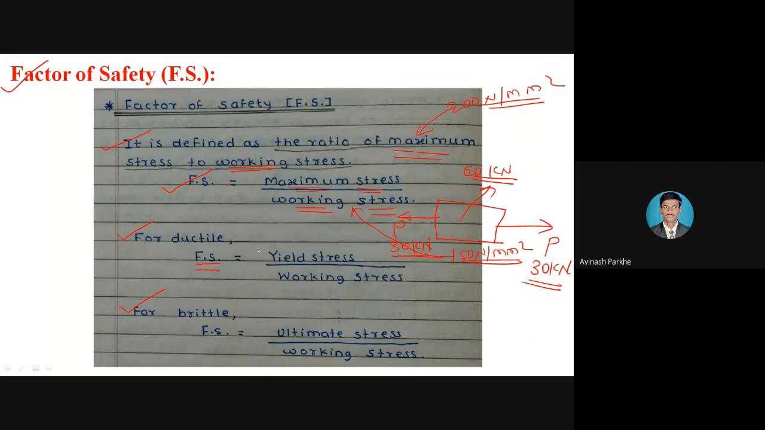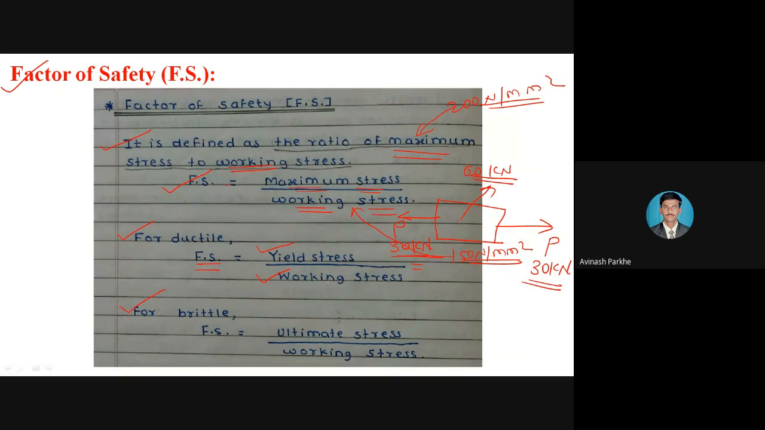In case of a ductile material, what is the maximum stress point? That is yield stress. And what is the working stress? We have to take it as it is. Therefore, the factor of safety for the ductile material is equal to maximum stress upon working stress, which is again yield stress upon working stress. Maximum stress upon working stress, this is the common formula for the factor of safety.